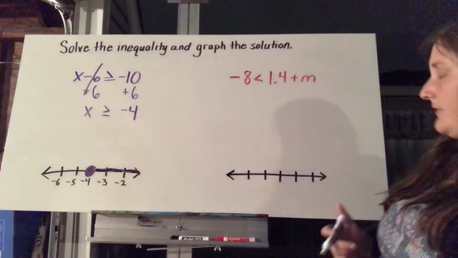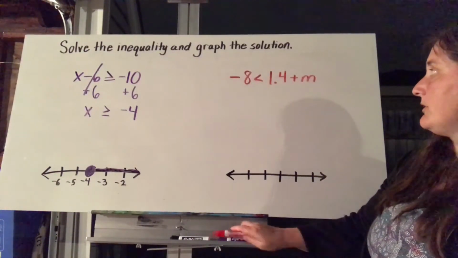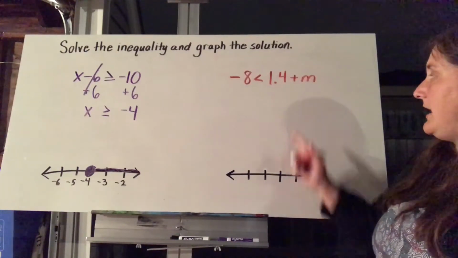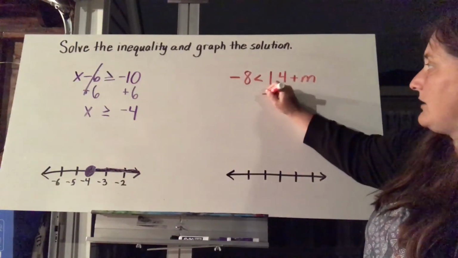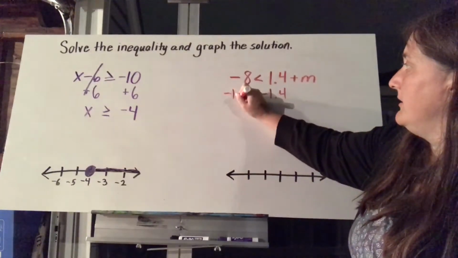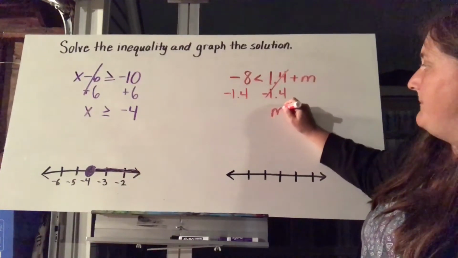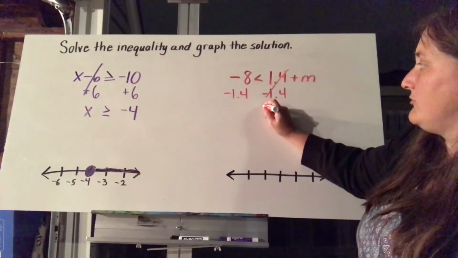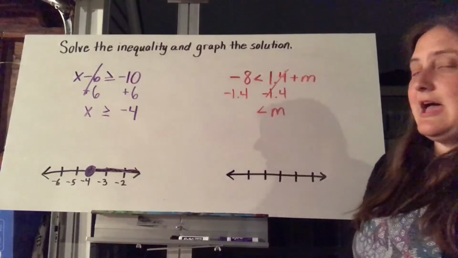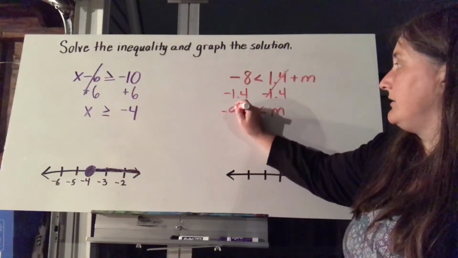Let's try another. This time we have negative 8 is less than 1 4/10 plus m. So to get m by itself, I'm going to subtract 1 4/10 from each side. Here it cancels out, and I'm left with m. This inequality sign, I'm just going to carry it down here. And negative 8 minus 1 4/10 leaves me with negative 9 4/10.